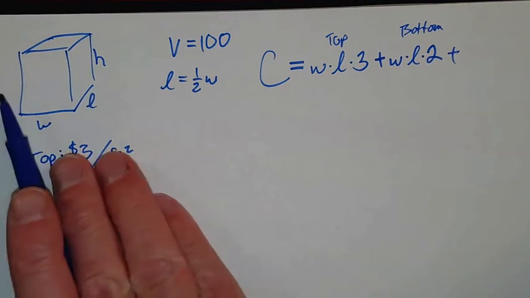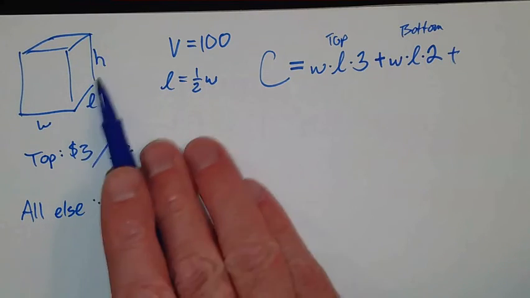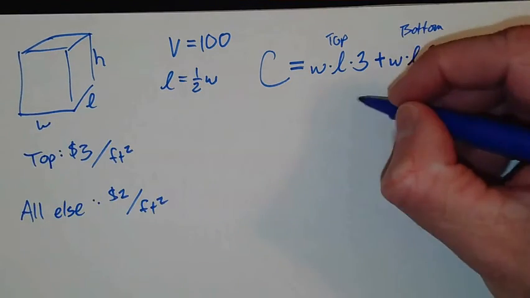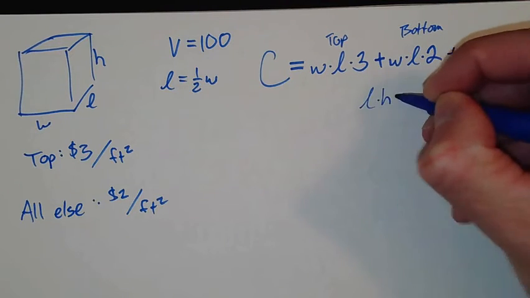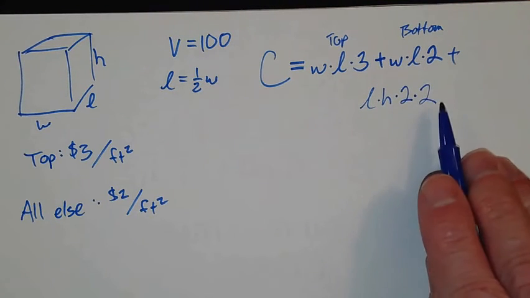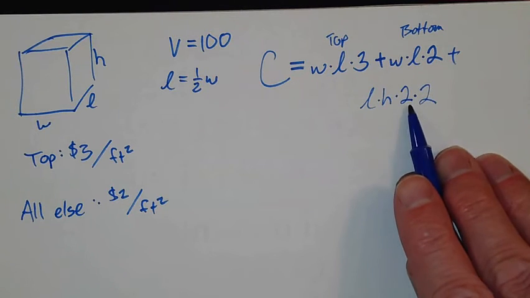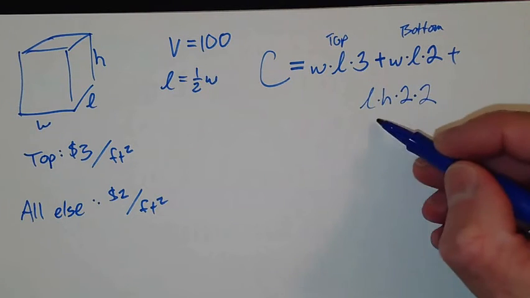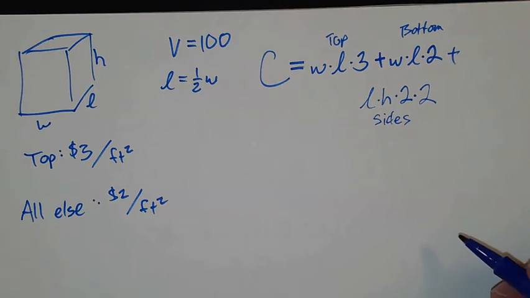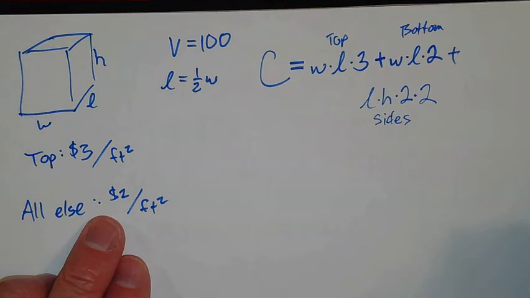The left side and the right side are both going to be the same. They are both L times H. So I've got one on the left, one on the right, L times H, times 2, because I've got 2 of them, and then times 2 for the amount per square foot. Again, the first 2 comes from the fact that I've got both the left and the right side, and the second 2 comes from the cost of the left and the right side.